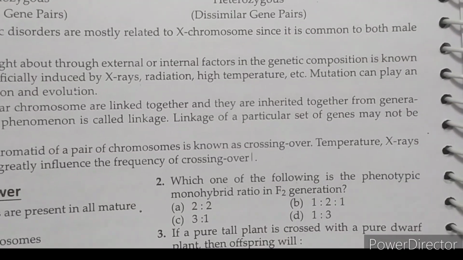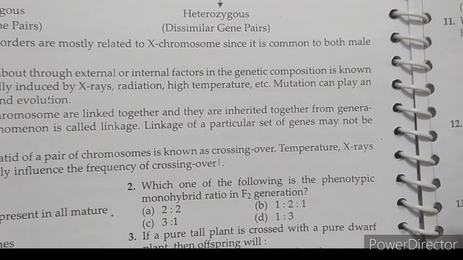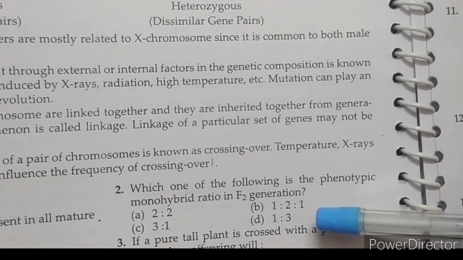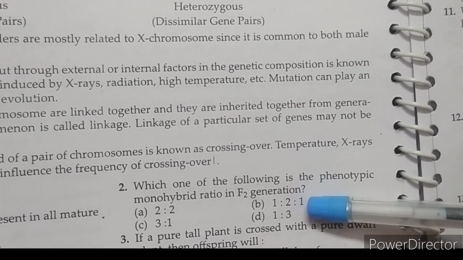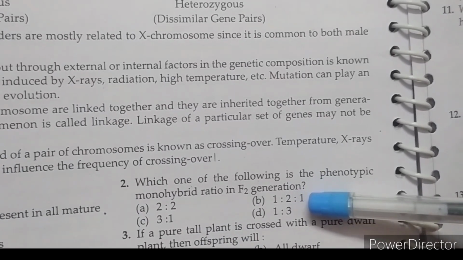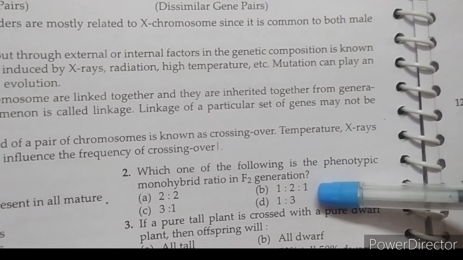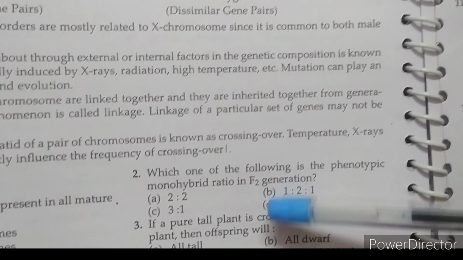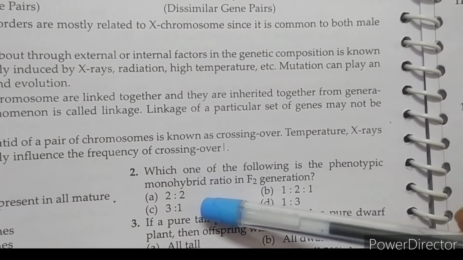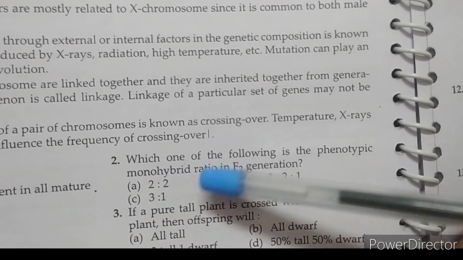Which one of the following is the phenotypic monohybrid ratio in the F2 generation? A monohybrid cross is a cross made between two homozygous parents in which we study the inheritance of a single character. When you make the cross, you will see that in the F2 generation we get the ratio of 3:1. So answer C is correct here.